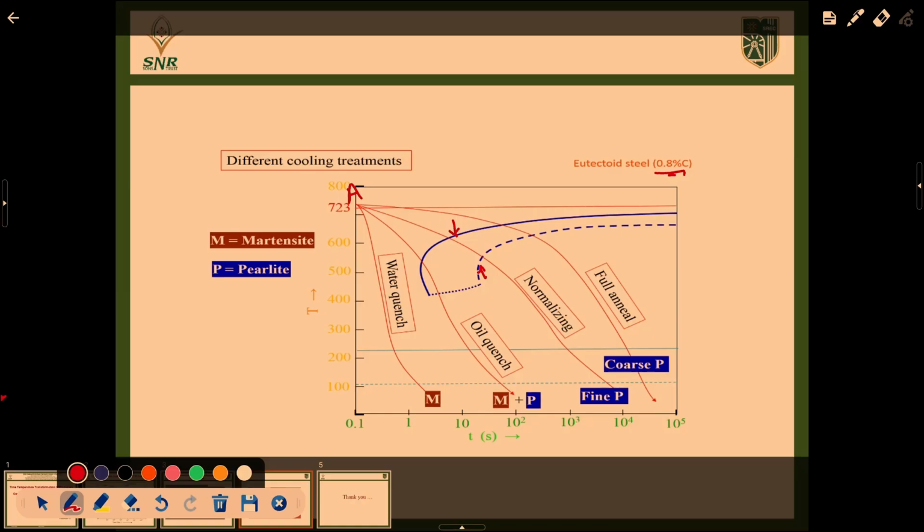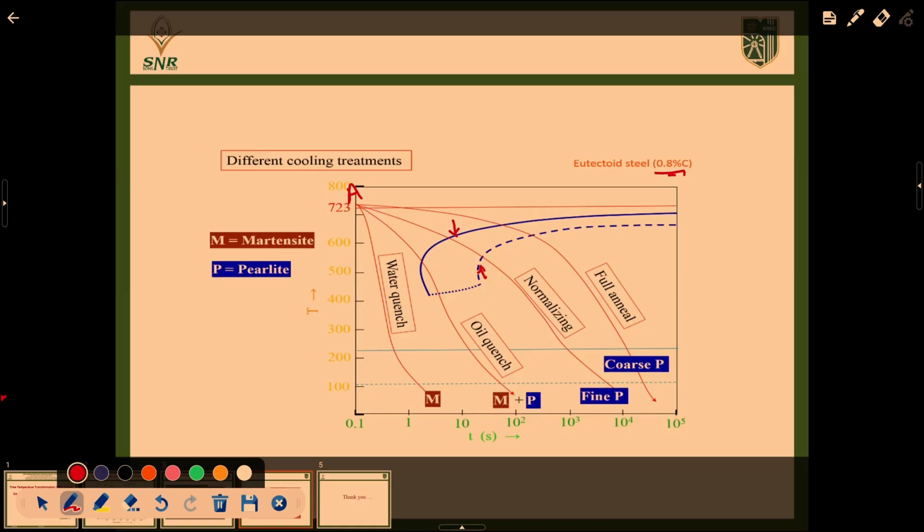In the full annealing process, the entire heat treatment cycle appears, and at that time we get all coarse pearlite. The normal annealing, full annealing, normalizing and process annealing processes all appear in this area. From time temperature transformation and continuous cooling transformation, we can easily understand where to apply them based on the customer requirement. We can choose the microstructure as well as the temperature region.